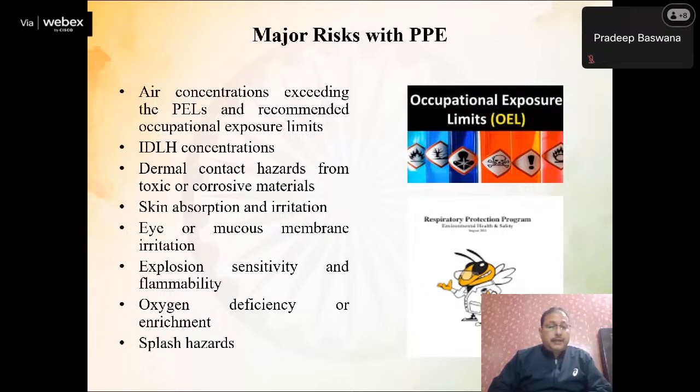And the basic part is the concentration that is immediately dangerous to life or health. So we have to focus on this particular part, that is, the occupational exposure limit. Whenever we are going to respond, again, it's an occupational hazard only.